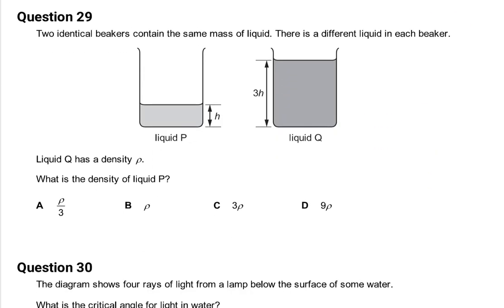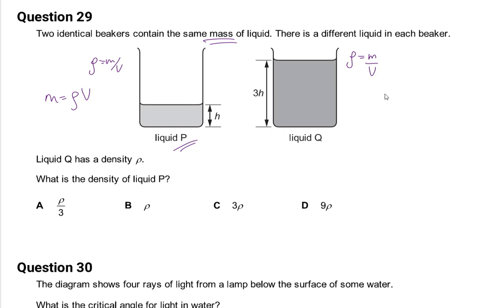Okay, very quickly. What do we have? So what is the density of P? Now they have the same mass. Density is mass over volume. Now the mass is the same, so mass is rho times volume. The volume is the same thing there. So therefore, it's going to be.